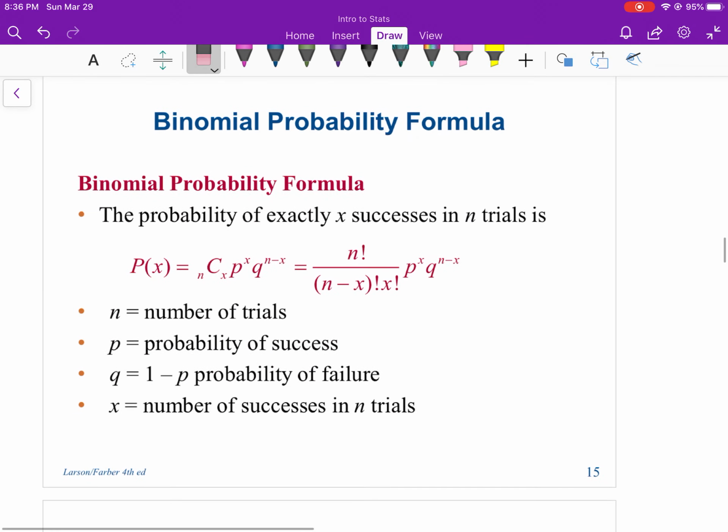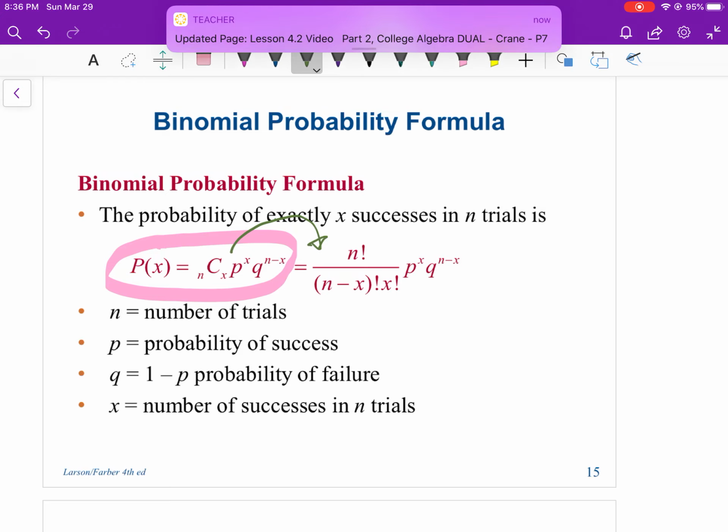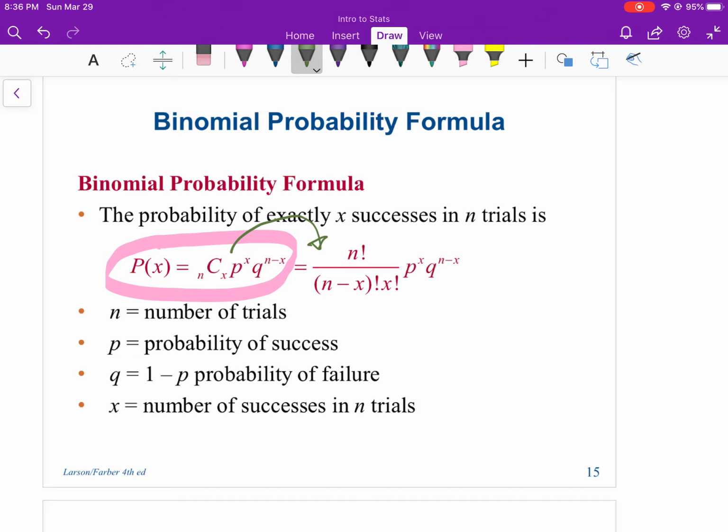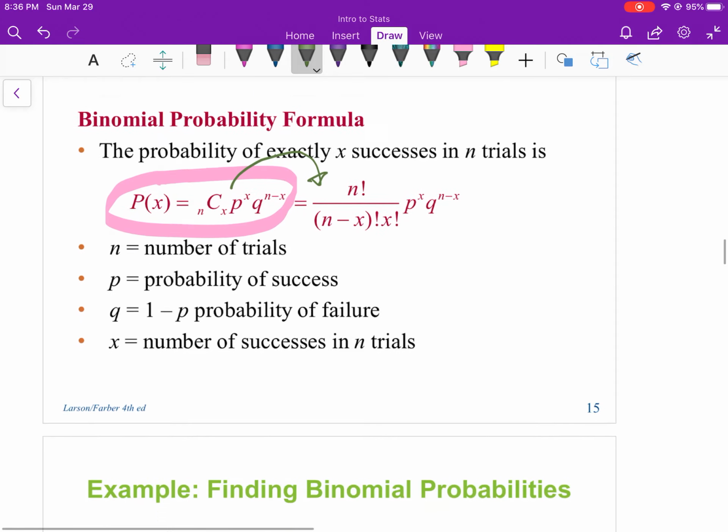Okay. We have a probability formula for binomial experiments. This one right here that I'm highlighting is the one you need to write in your notebook. The other one just gives you the formula for your combination notation. All right, N stands for the number of trials, P is probability of success, Q is the probability of failure, and X is the number of successes.